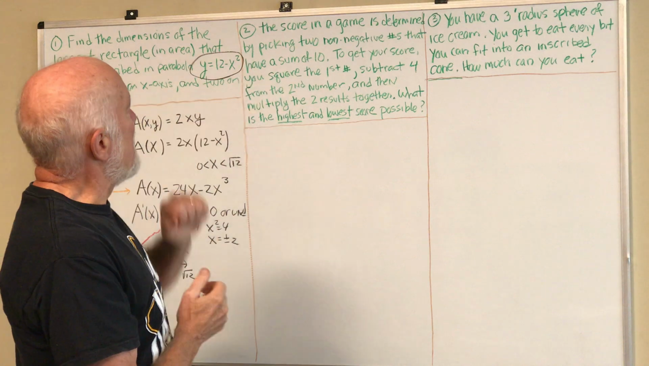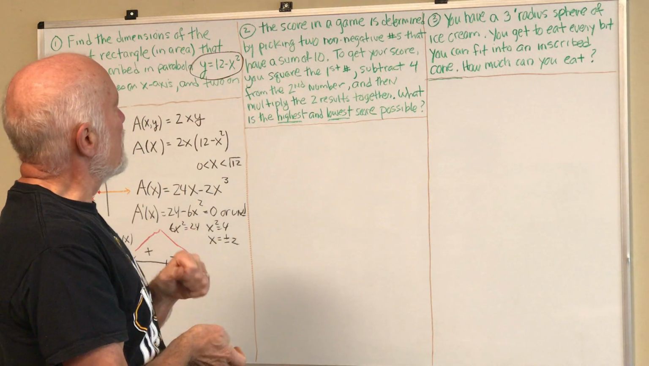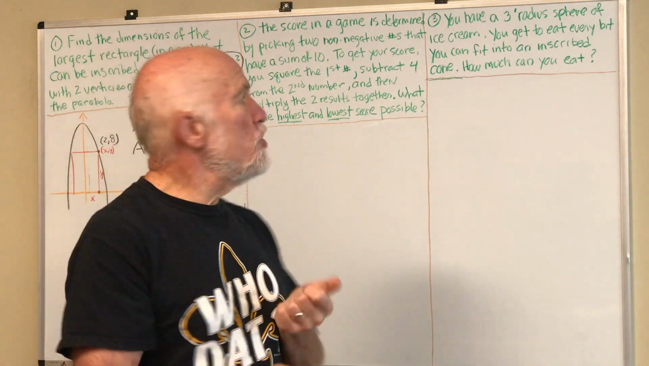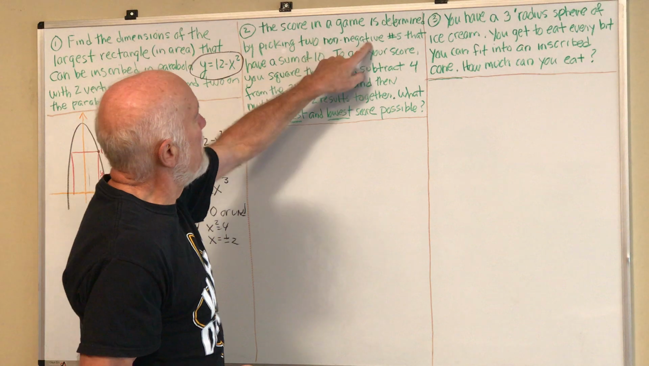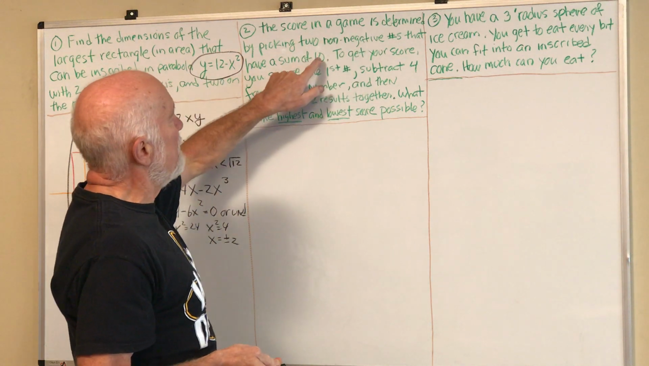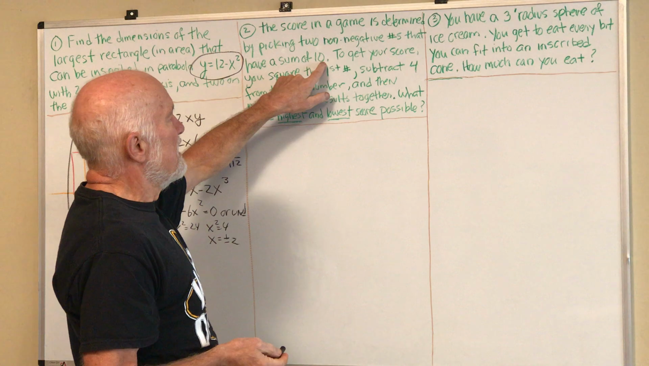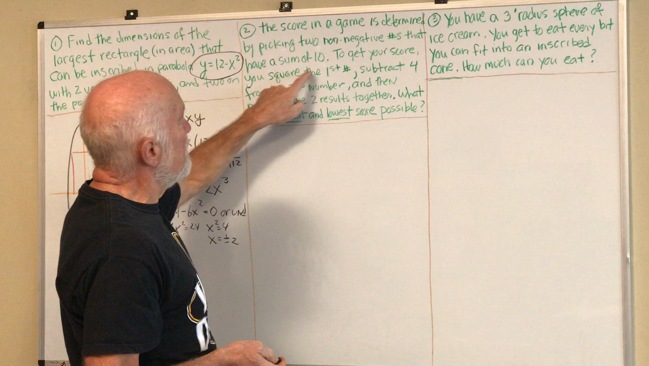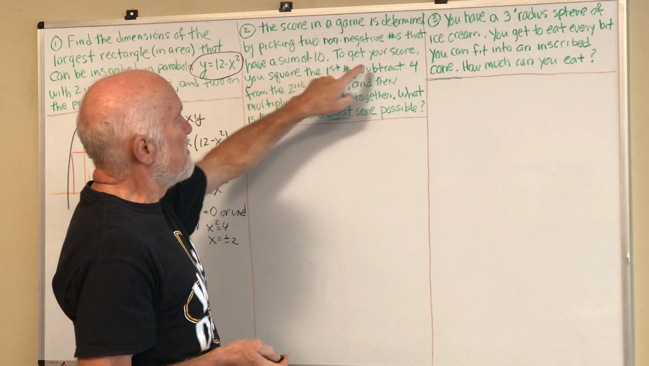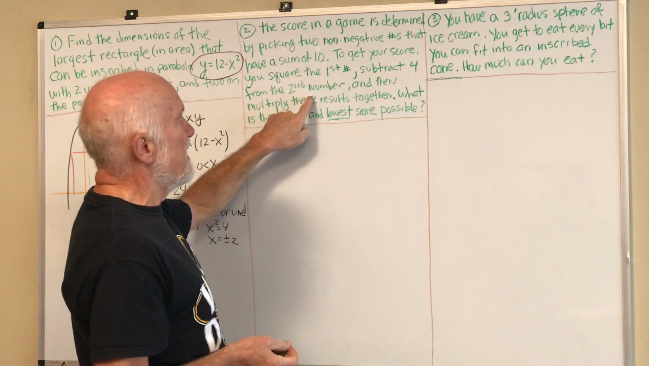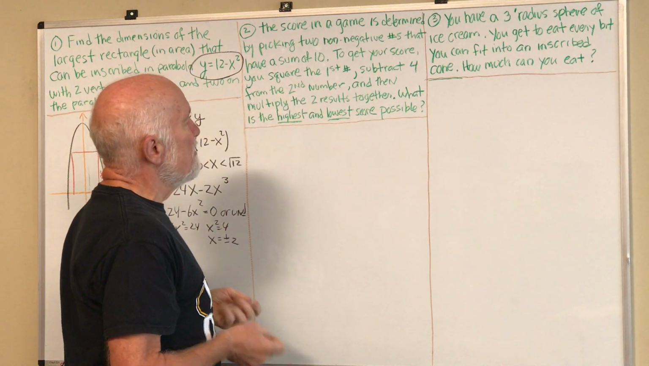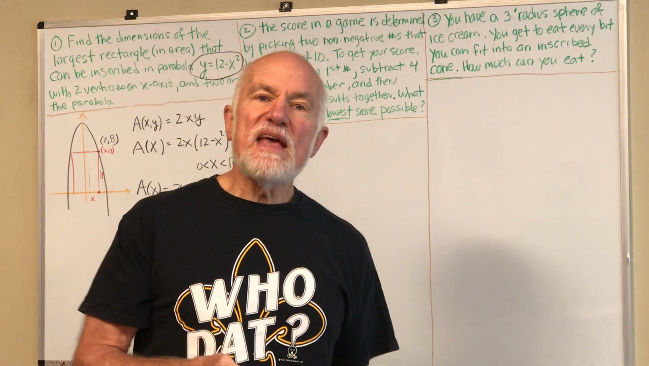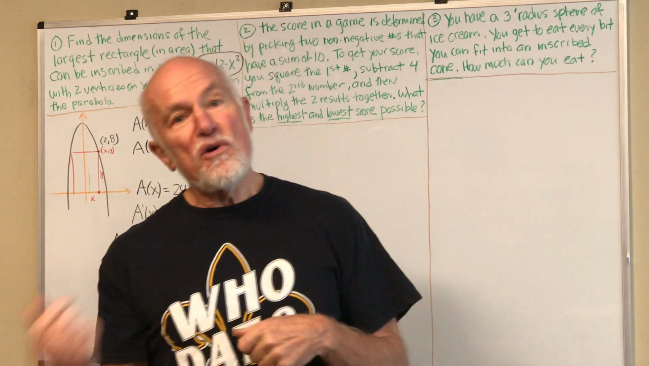Okay, so here's another problem. There's a carnival going on, and there's a game where you get to pick 2 non-negative numbers that have a sum of 10. To get your score in this game, you have to square the first number you pick, subtract 4 from the second number you pick, and then multiply the two results together. That gives you your score. So they could make the game to get the highest score or the lowest score.